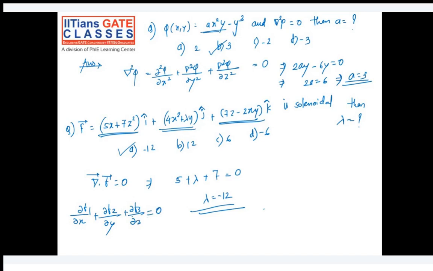Let me give you another question. Tell me the answer for it quickly. F bar is equal to 5x square z i, okay, minus 7xy square j plus 12x plus 7z times k.